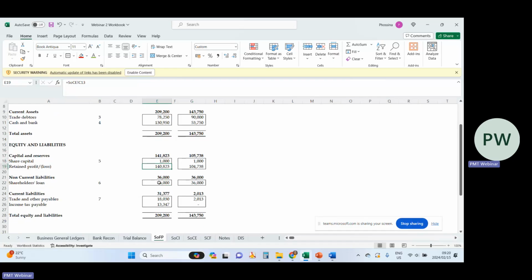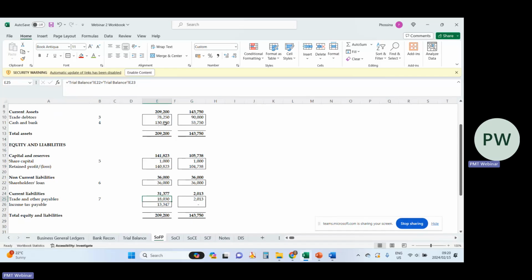Okay, and our shareholders loan remains the same. We haven't paid the shareholder, we haven't done anything. So okay, and then our trade and other payables, they've grown. Why have they grown? Now we've got VAT, and now we've got income tax. So as part of the money that we have in the bank, we'll need to utilize it to pay VAT, pay as you earn, income tax. Okay, so those are our current liabilities.